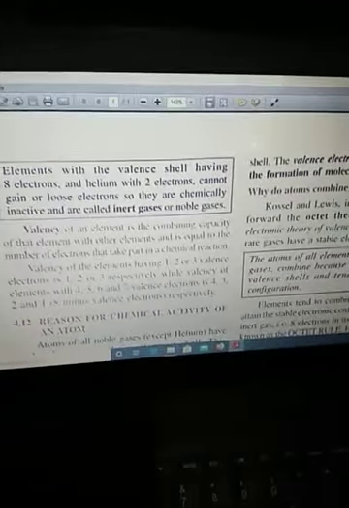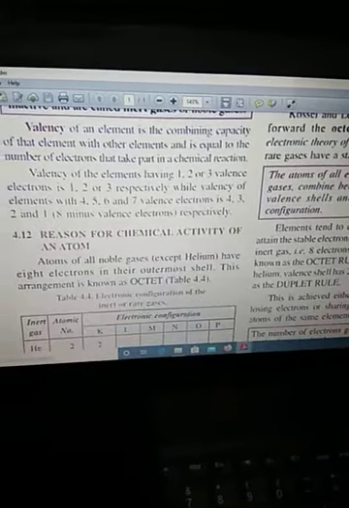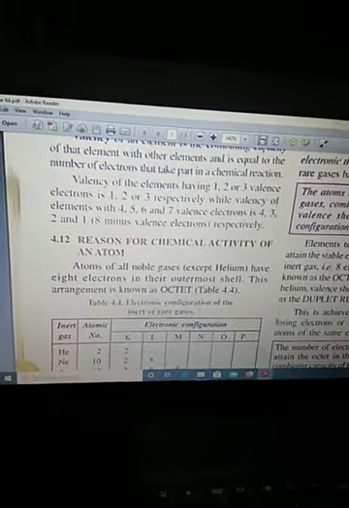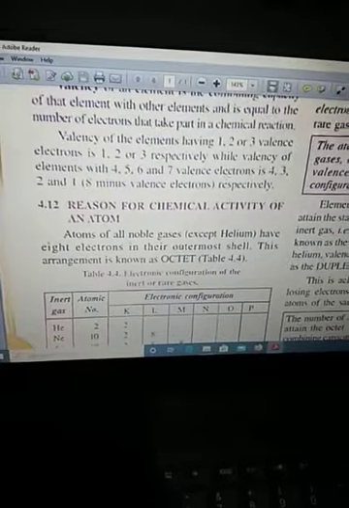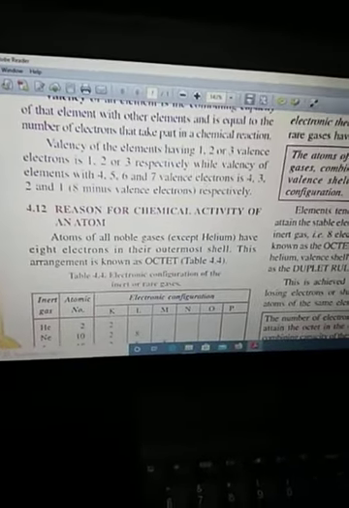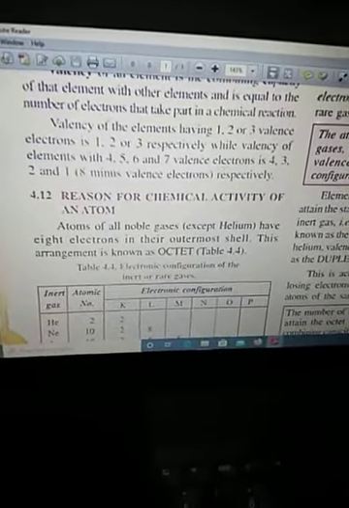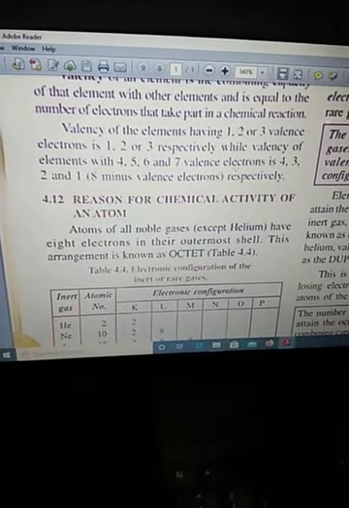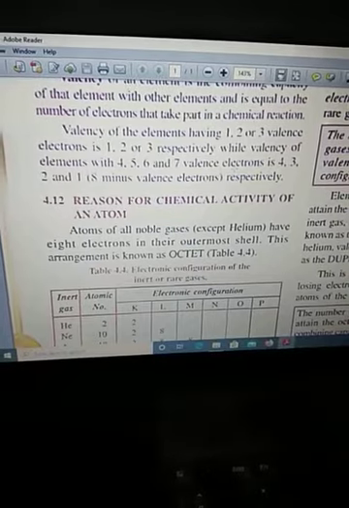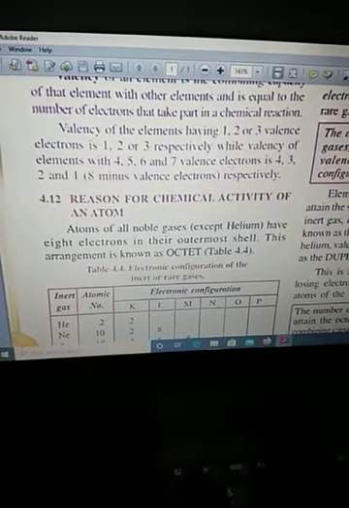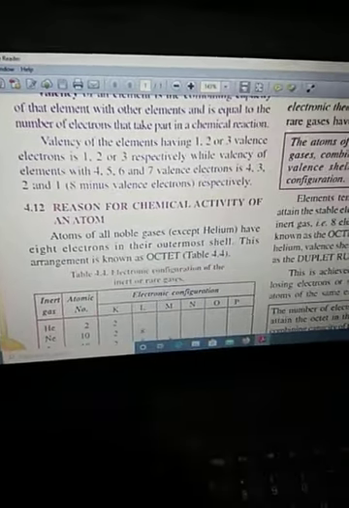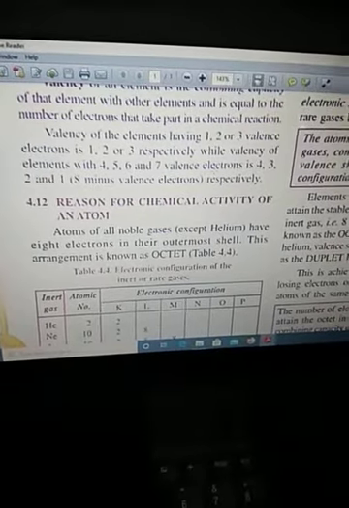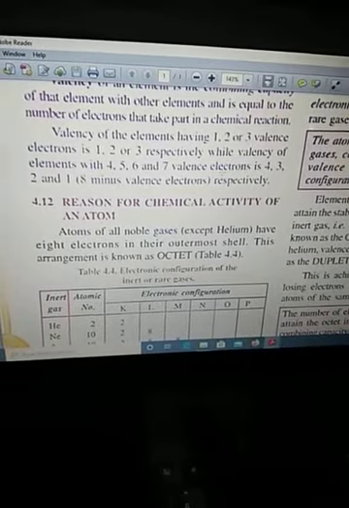Now, why does an atom show chemical activity? All atoms need to be stable, so for stability they need to have 8 electrons in the outermost shell, and if it is only the first shell it needs to have only 2 electrons. Based on that we have two important rules, the octet rule and the duplet rule.